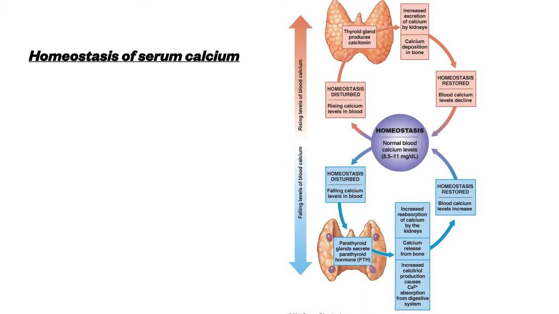All right, this image shows the homeostasis of calcium. You know that when calcium rises a lot, then the thyroid gland can produce calcitonin, and calcitonin will increase the excretion of calcium by the kidneys. Also, it will move the calcium into the bones, so the homeostasis is restored. And the opposite, when calcium levels fall, it is the parathyroid glands that secrete PTH, and through the effects we just saw, the homeostasis is restored again.